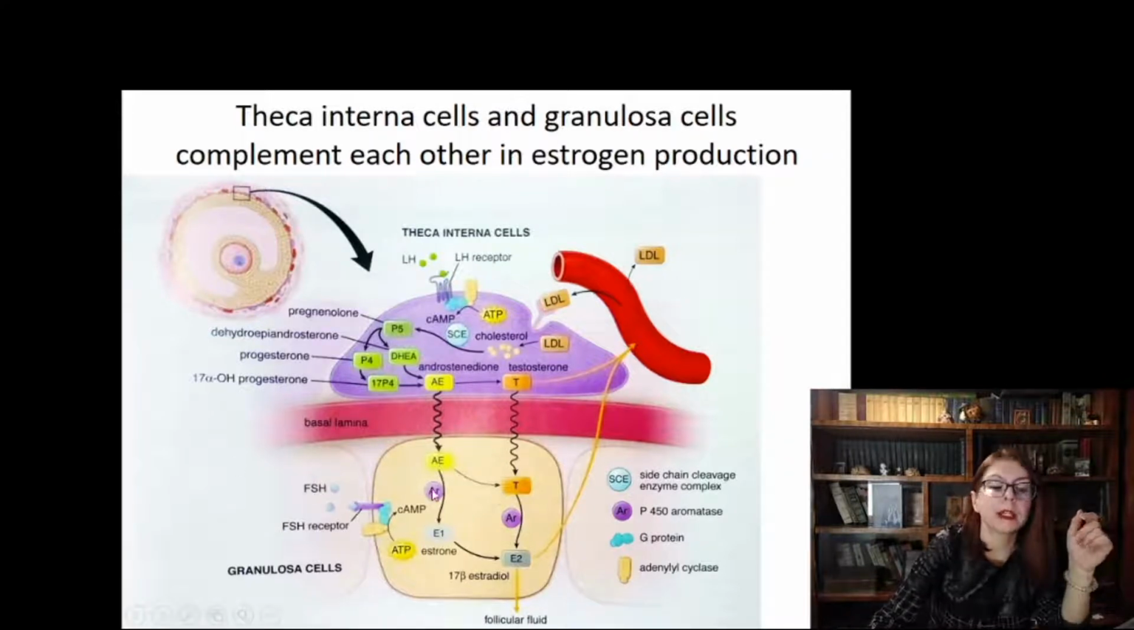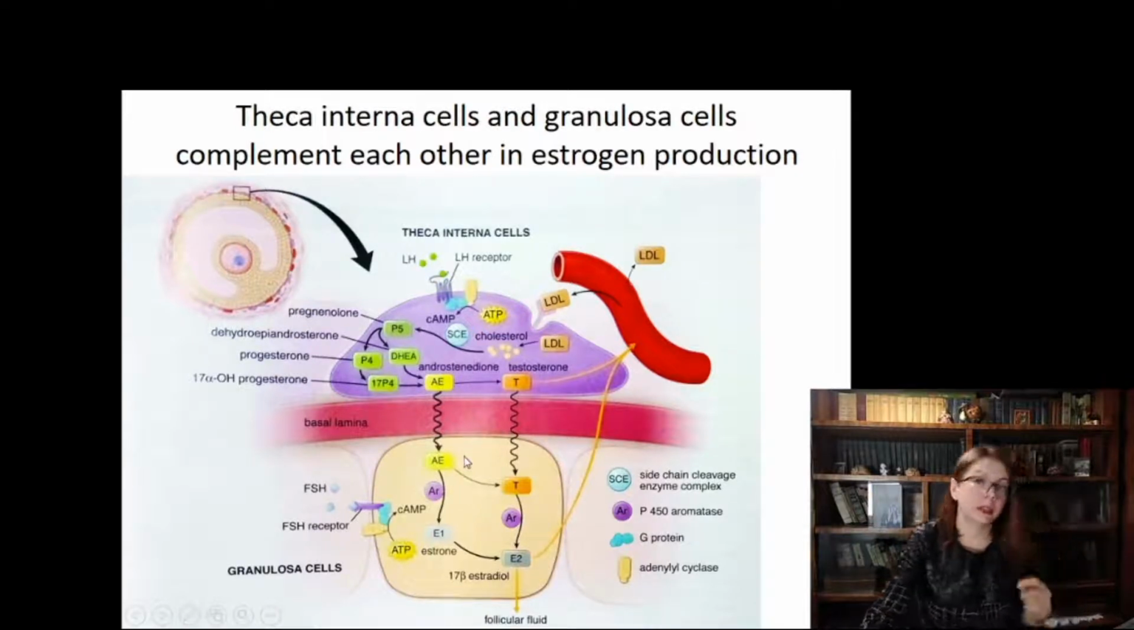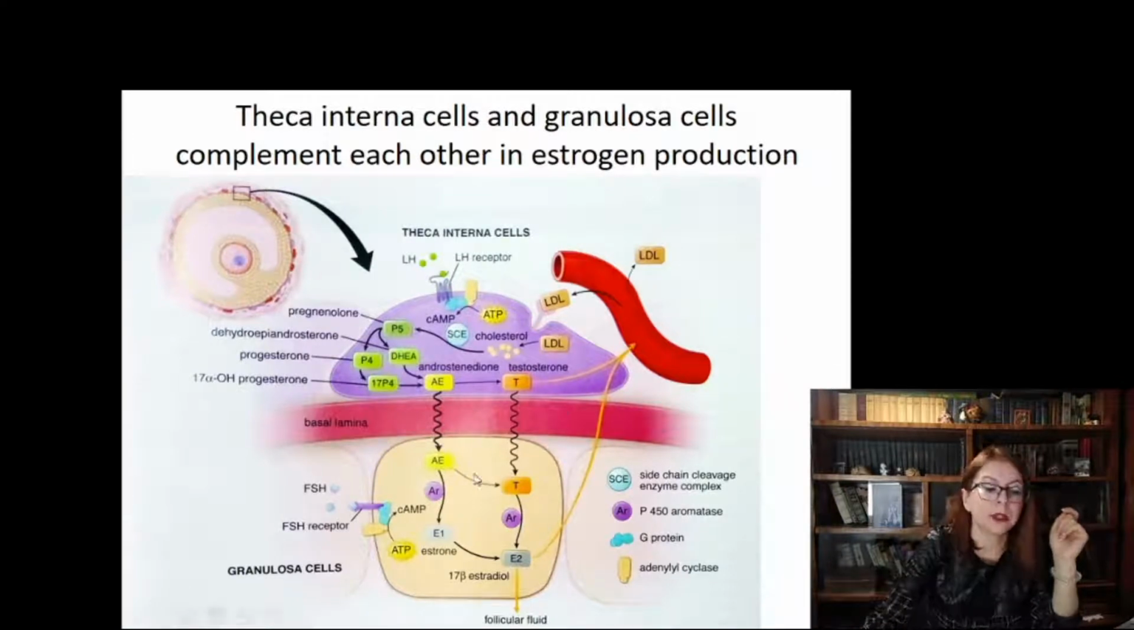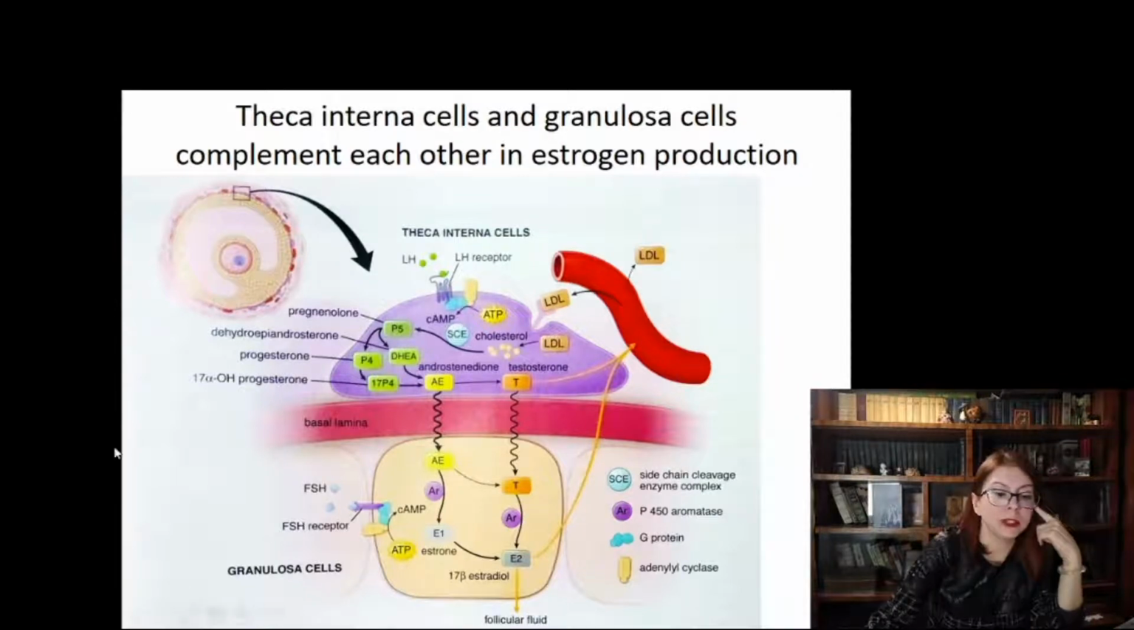Then those androgens, in the form of testosterone or androstenedione, are transported to the follicular cells of the granulosa layer, and here, and that's what you have to remember, under the action of P450 aromatase, which should be remembered for 100%, androgens are converted into estrogens. These are the key events occurring here. So collectively, theca interna and granulosa cells produce estrogens, but different steps are performed in different cells.